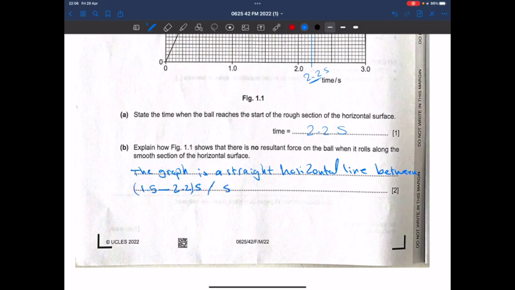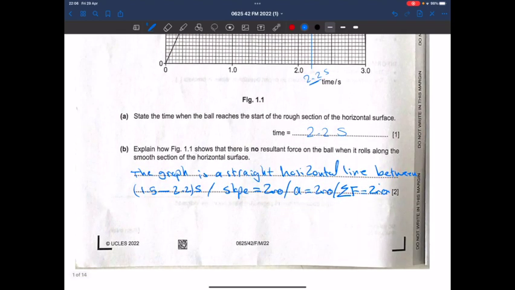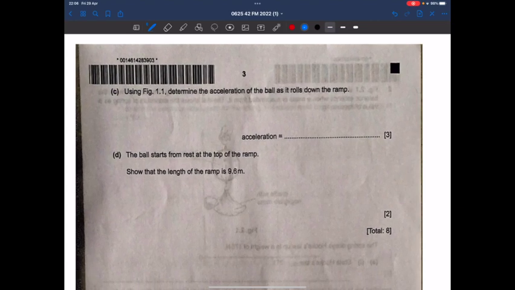It means the slope is equal to zero, and that means the acceleration is zero, and that means the total force acting is zero, and this is what they ask you to prove. And we got some information from the graph. As you see here, we mentioned the slope of the graph, and also we mentioned the graph line. The second part, or the second question, is on the next page.